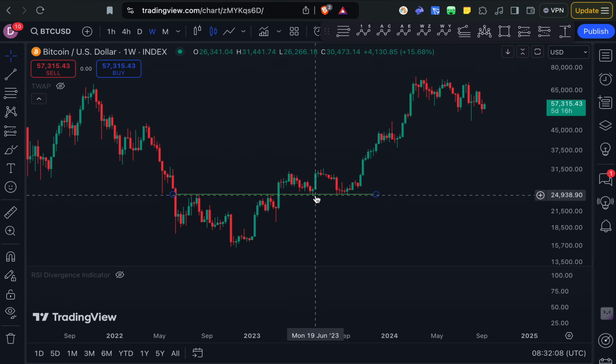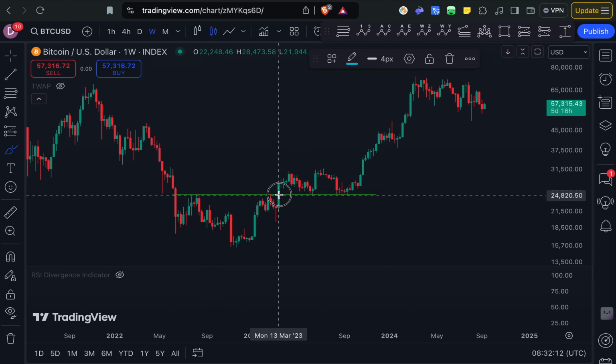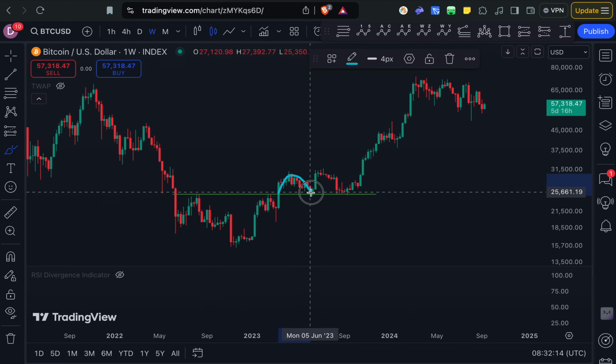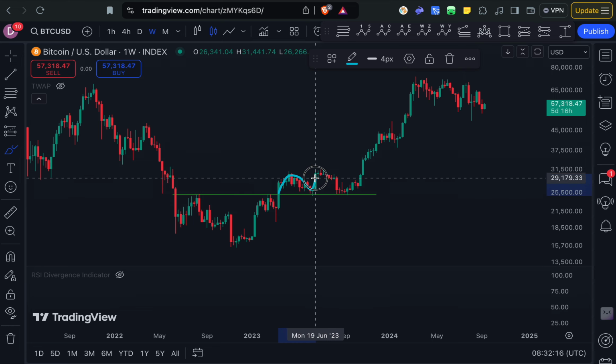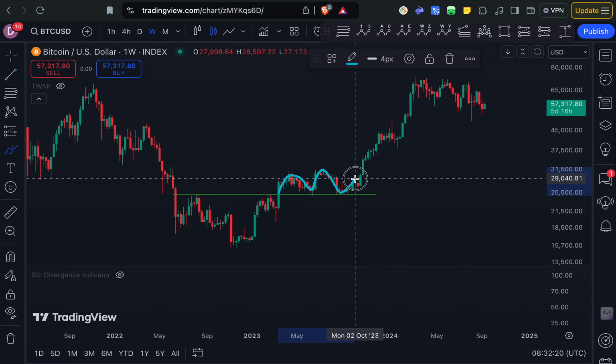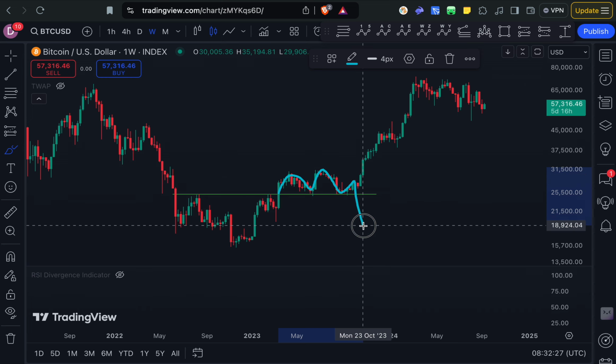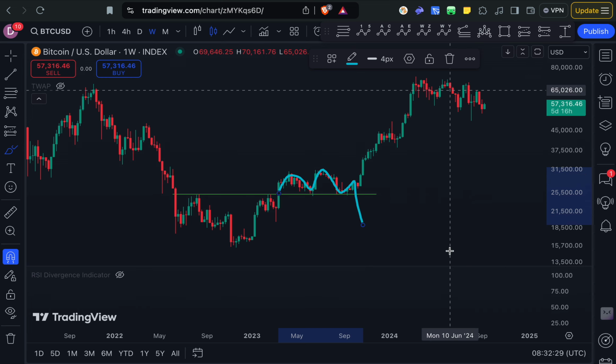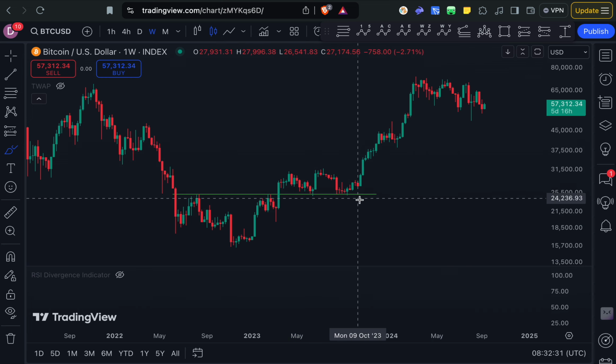Here we almost had a head and shoulders. As you can see, we had a failed head and shoulders. So here you can see the left shoulder, head, and the right shoulder. And here you could have been like, oh my god, it's gonna be another head and shoulders. Maybe we go to the downside. But no, this didn't complete and we didn't break out to the downside.